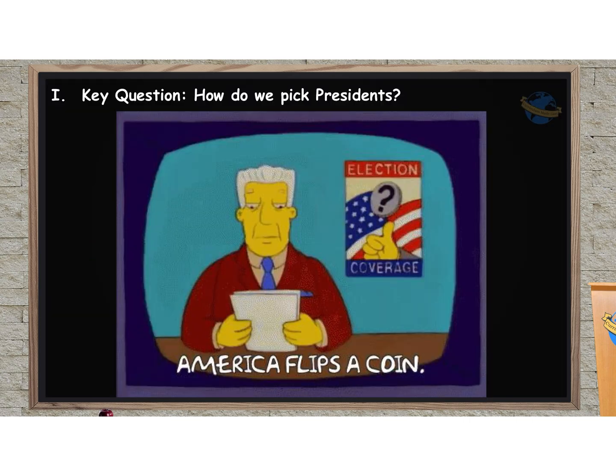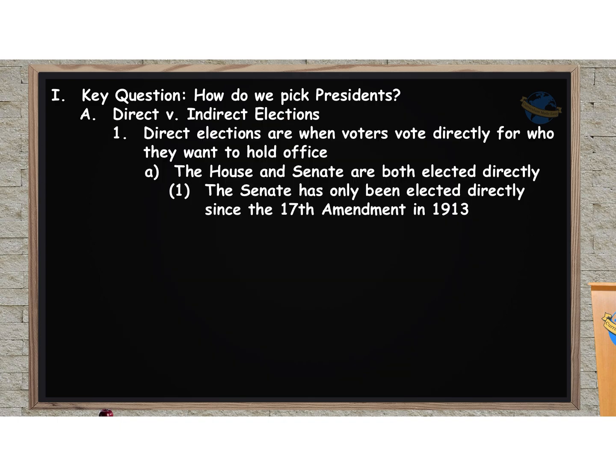So let's start with that key question here. How do we exactly pick our presidents in the first place? It's not a coin flip. To understand this, you have to understand the difference between direct and indirect elections. Those are two different types, right?